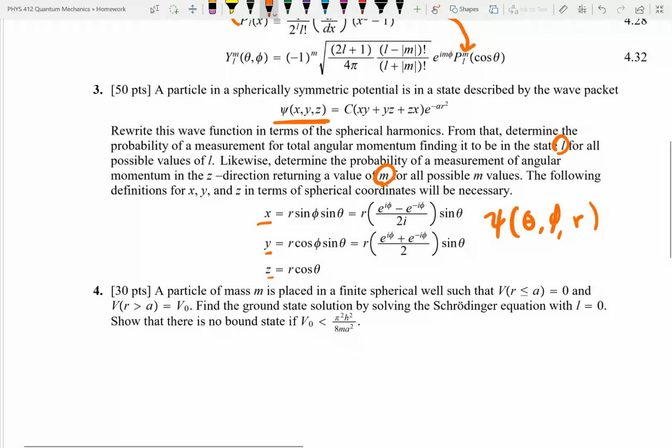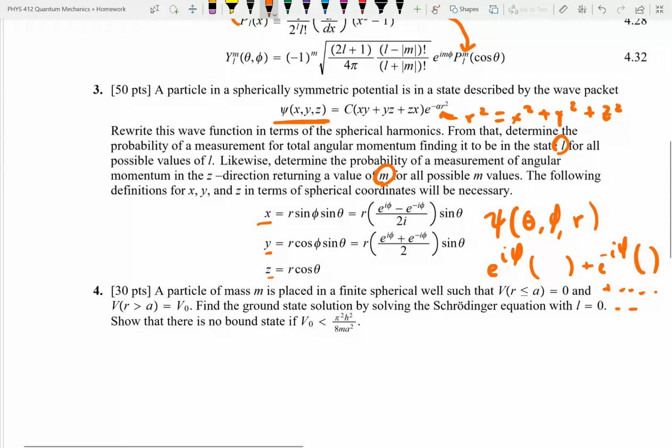Now, notice I put x, y, and z. I do have r here, where r squared is equal to x squared plus y squared plus z squared. Technically, I should have had the x squared plus y squared plus z squared, but it's just extra work and I didn't want to. So you have psi as a function of theta, phi, and r. Break it up in terms of e to the i phi times this, plus e to the minus i phi times this, plus etc.